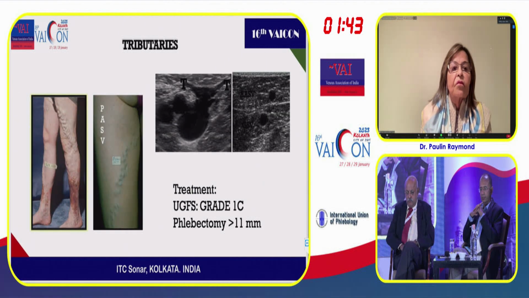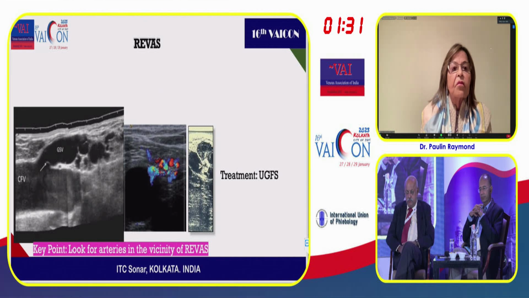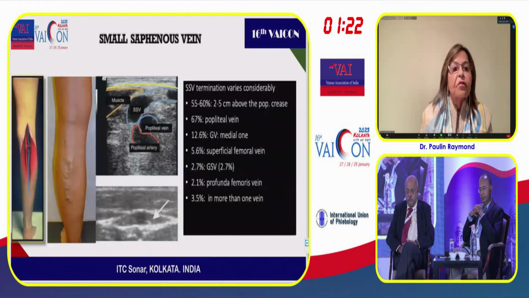Tributaries for ultrasound-guided foam sclerotherapy received a grade 1C, and phlebectomy is recommended for veins of a diameter over 11 millimeters. Revaus is very successful with ultrasound-guided foam sclerotherapy. However, one needs to locate the arteries in the vicinity prior to injection.